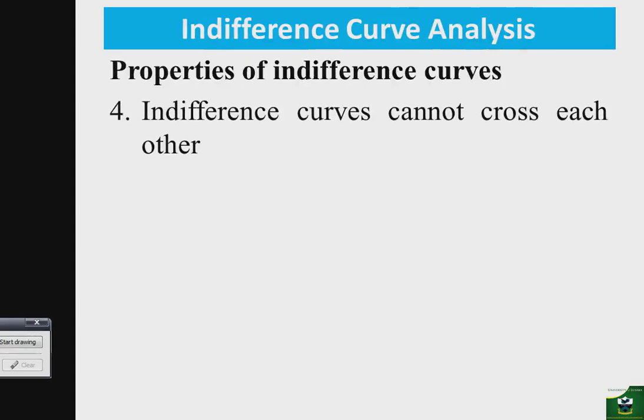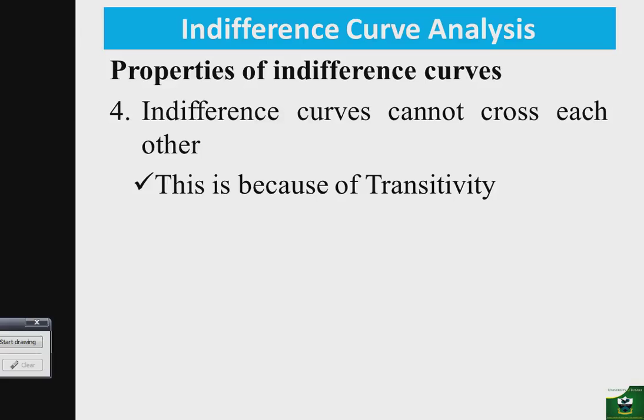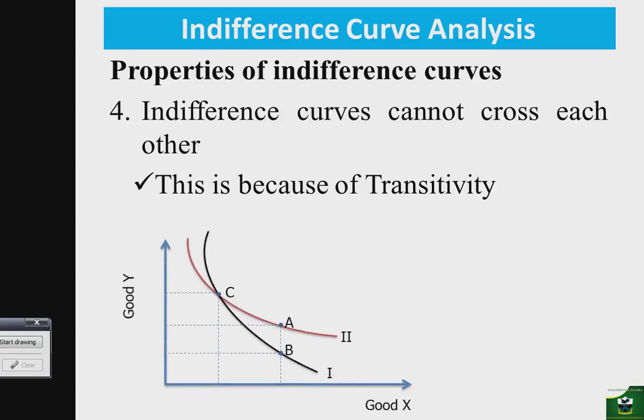The fourth property is that indifference curves cannot cross each other. This is because of the assumption of transitivity that we made in the previous video. What this means is that if you have indifference curves drawn in this manner, where we have points or bundles A, B, and C, you will notice that bundle A and bundle C are on the same indifference curve. And according to this theory, they yield equal satisfaction to the consumer. Note also that bundle B and bundle C are on the same indifference curve 1, which means that they give the consumer equal satisfaction.